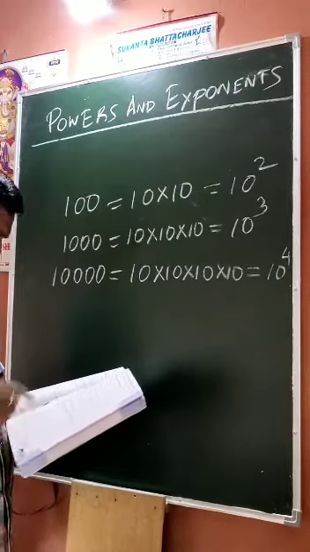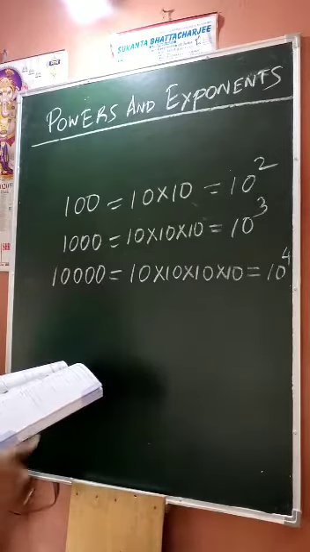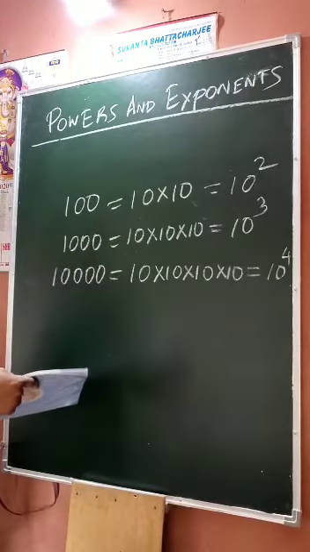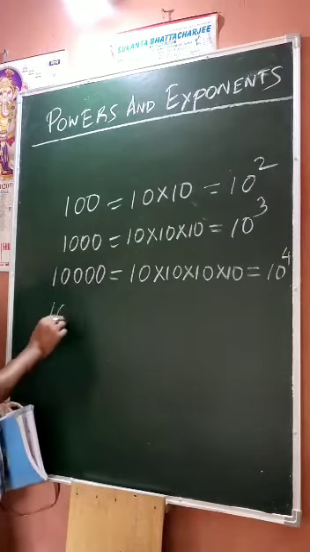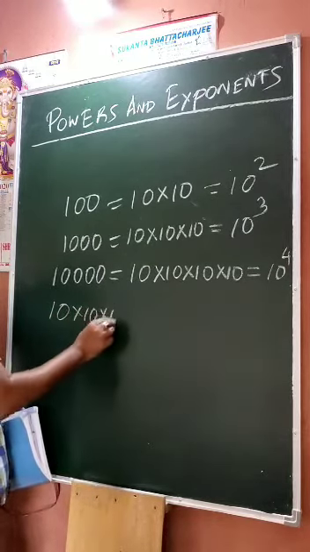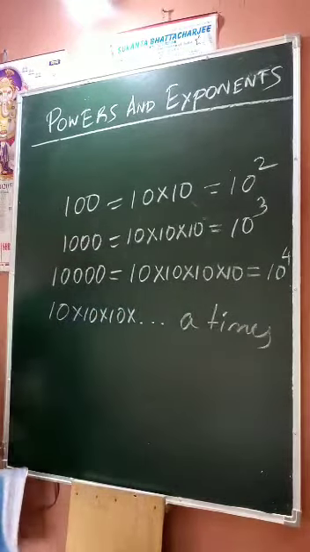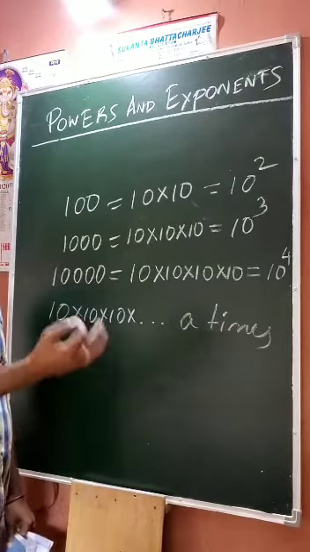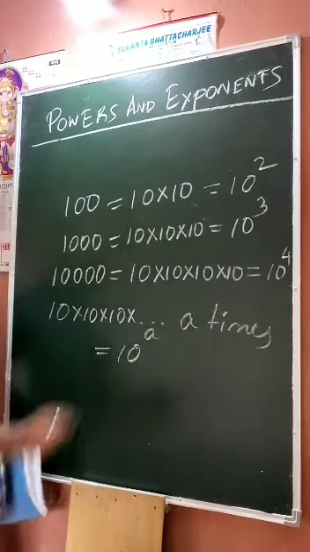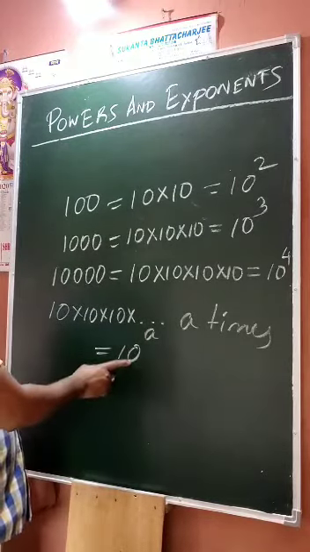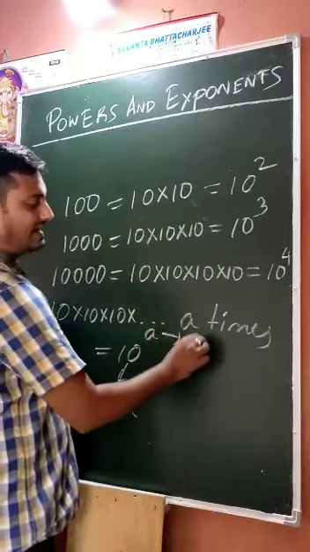Suppose you multiply 10 into 10 into 10, a times. a times means a is not given to us. a may be 1, maybe 5, maybe 7, maybe 9, some integers, some numbers. So you can write 10 to the power a. Clear? 10 is called the base and a is called the exponent.